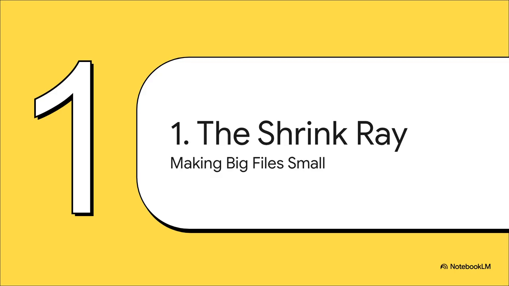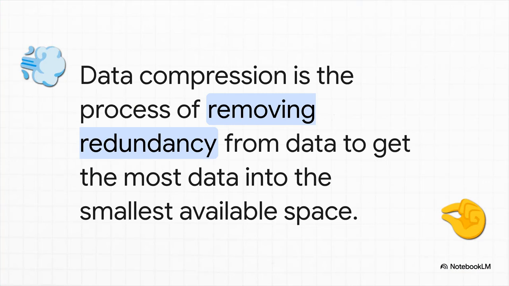All right. First up on our list is the digital shrink ray. Yep, we're talking about data compression. This is how we take those massive files and, kind of like magic, make them small. So you're probably asking, how does that even work? Well, the big idea behind it is actually super simple. It's all about getting rid of redundancy.